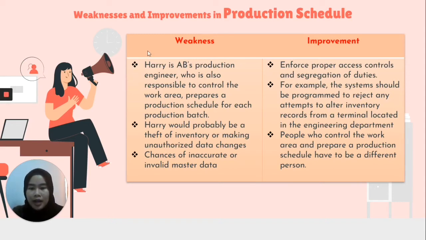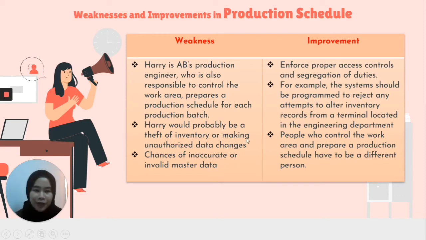Harry is AB's production engineer who is also responsible to control the work area, and prepares a production schedule for each production batch. So here we can see that Harry does many jobs at a time. Harry will probably steal inventory or make unauthorized data changes because he can access all the data. And there is also a chance of inaccurate or invalid master data.